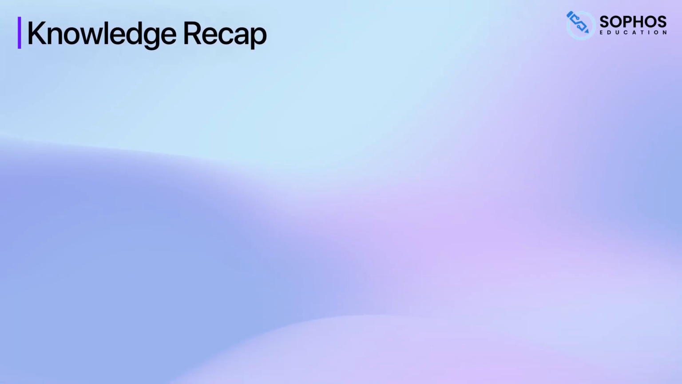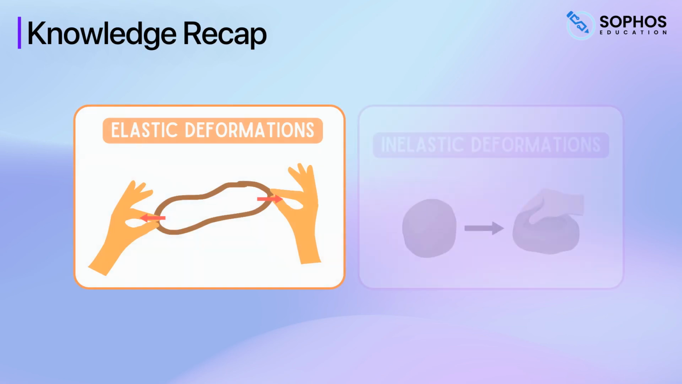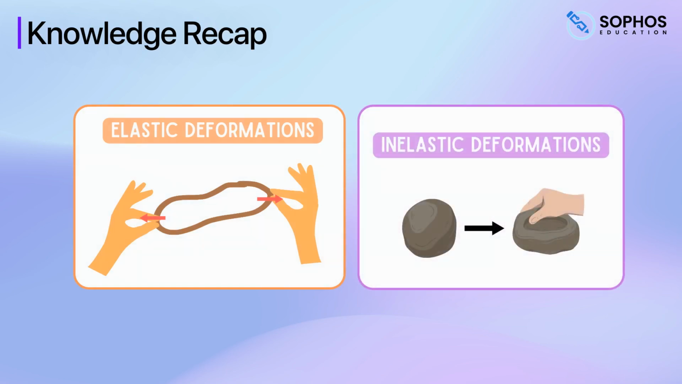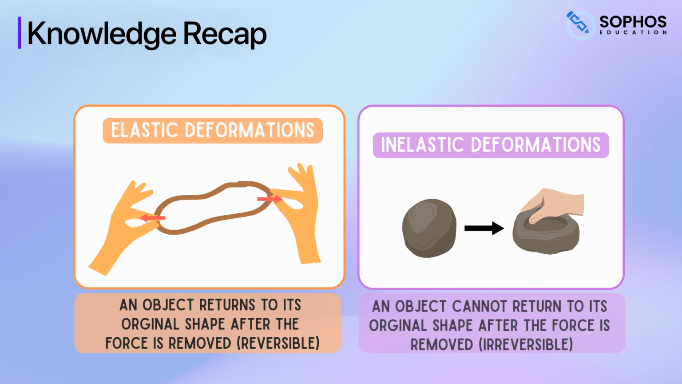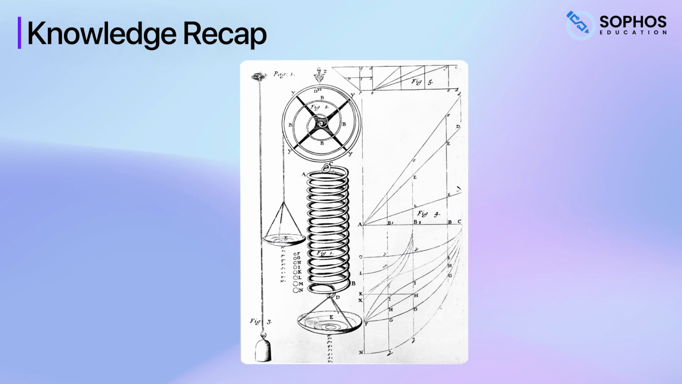So far, you have learned the distinction between elastic and inelastic deformations. Elastic deformation is reversible, where an object returns to its original shape after the force is removed, while inelastic deformation is permanent. Building on the knowledge of elastic and inelastic deformations, today we will advance our understanding by exploring how Hooke's law governs the behaviour of materials within the elastic range and what happens when this limit is exceeded. Let's get started.